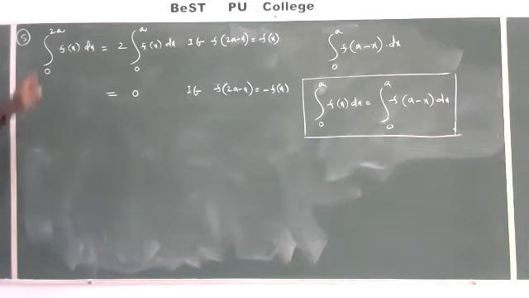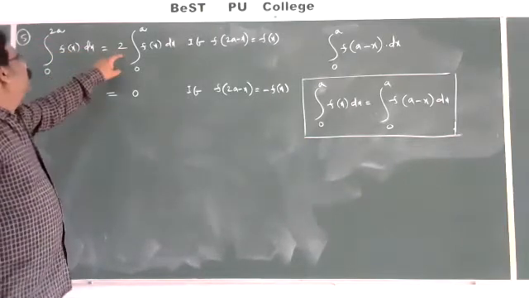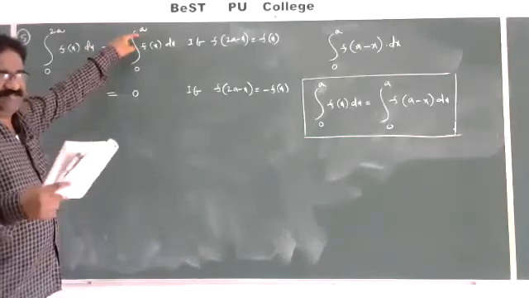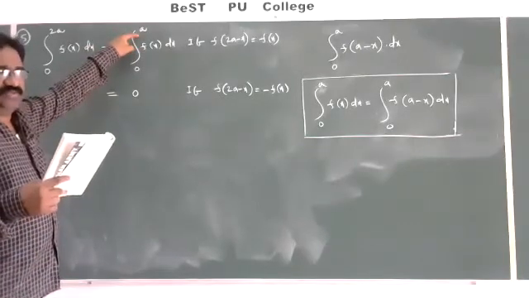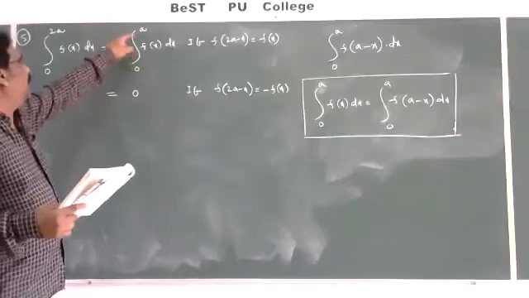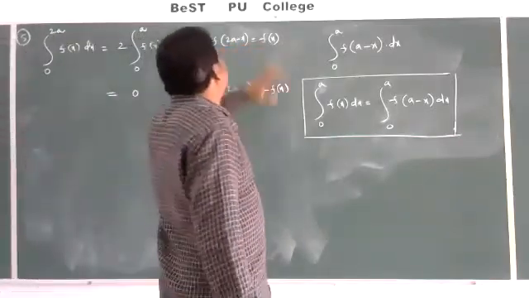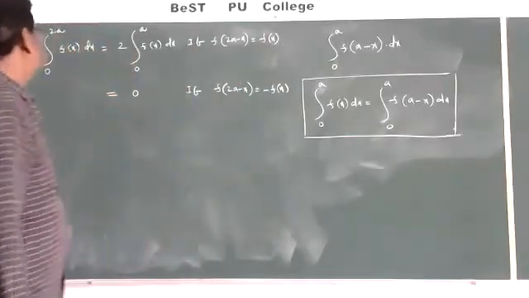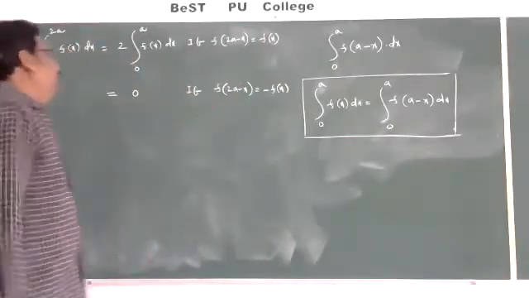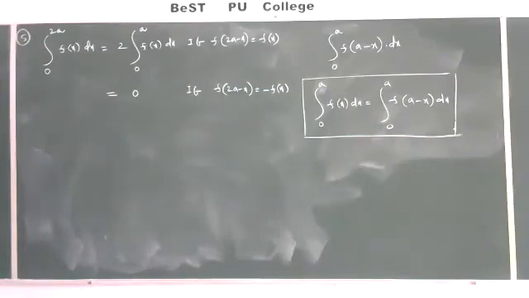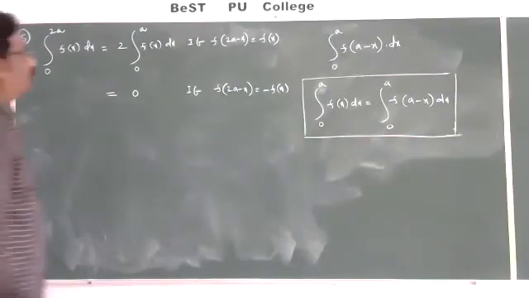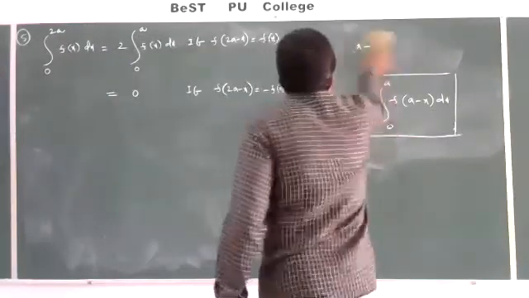This is the statement. Integral 0 to 2a f of x dx is equal to 2 into integral 0 to a f of x dx if f of 2a minus x is equal to f of x, and that is equal to 0 if f of 2a minus x is equal to minus f of x. This is the statement.